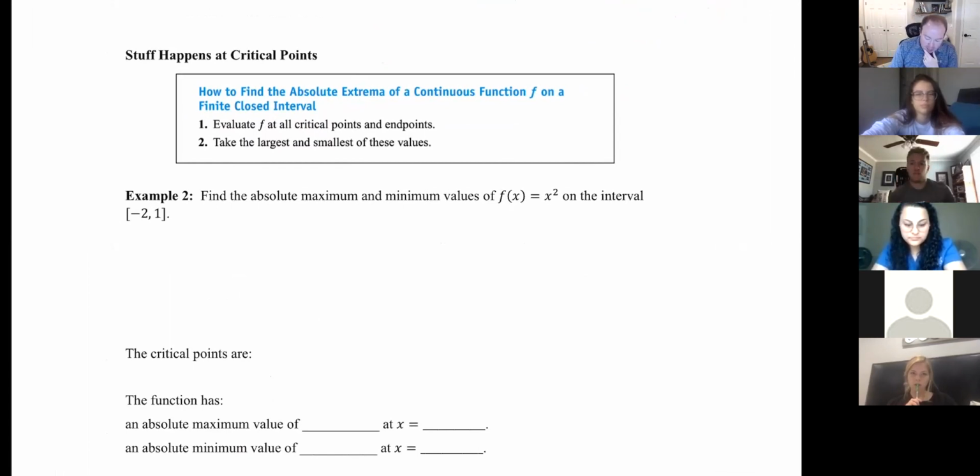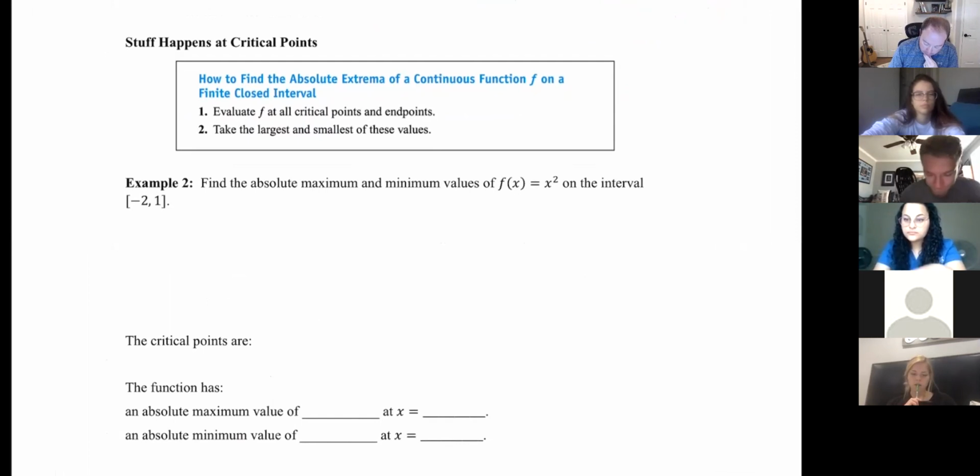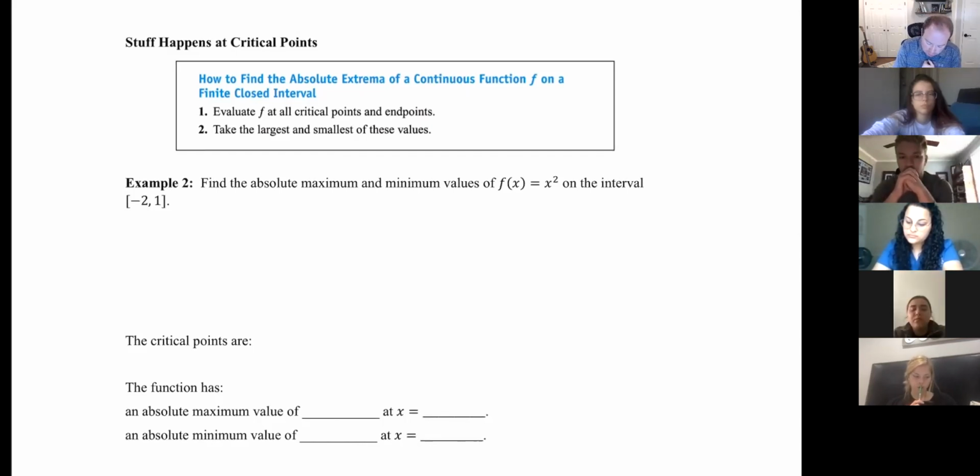So find the absolute maximum and minimum of f of x equals x squared on this interval. So do we have a continuous function on a closed interval? This is continuous, this is a closed interval, so we're guaranteed answers. So what we're going to want to do is evaluate f at all critical points and endpoints. So let's find the critical points first. How do I do that?